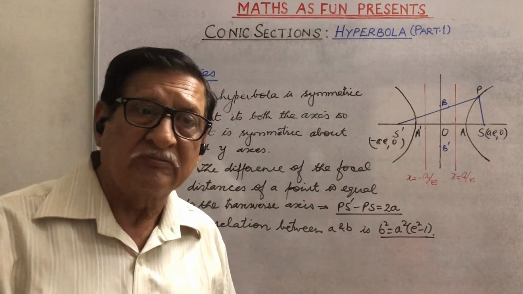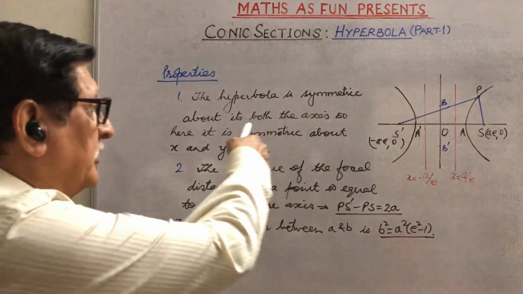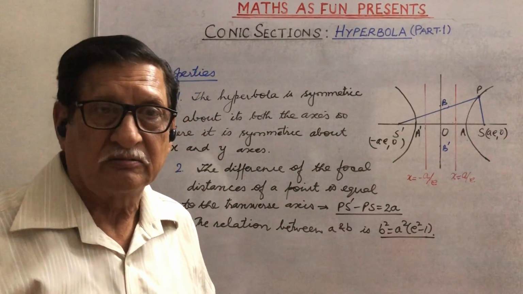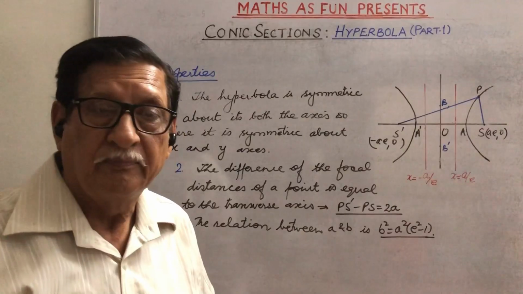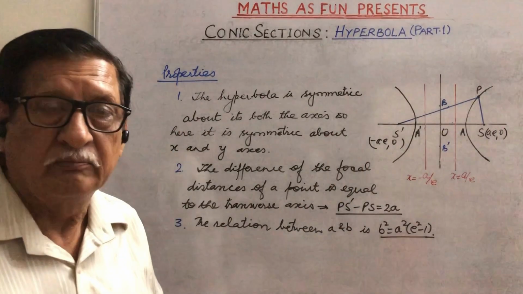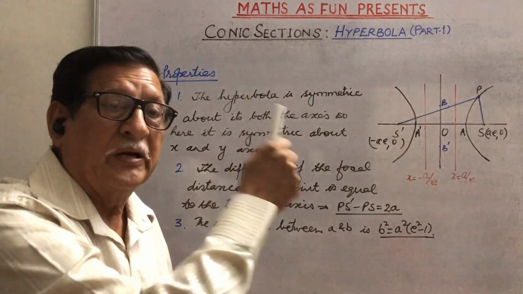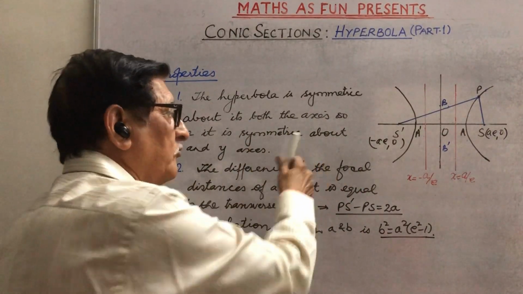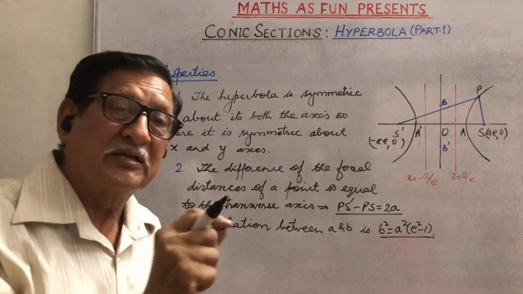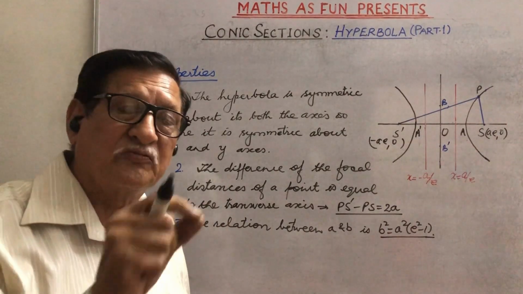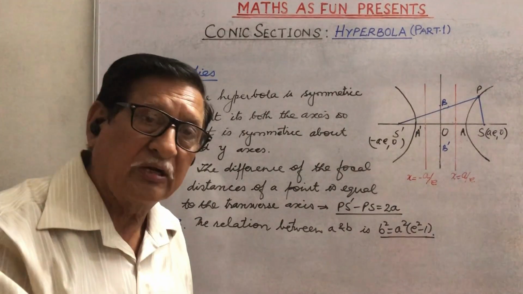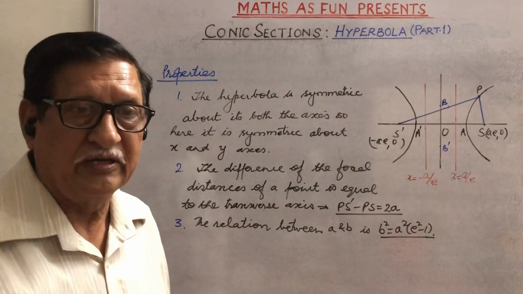Some of the properties of the hyperbola are, number 1, the hyperbola is symmetric about both its axes, that is the transverse axis and the conjugate axis. Here in the case of the standard form, it is symmetric about the x-axis and y-axis. Also we can see in the equation that if we substitute minus x in place of x and minus y in place of y, the equation is unchanged. So it is symmetric about both the x-axis and the y-axis.